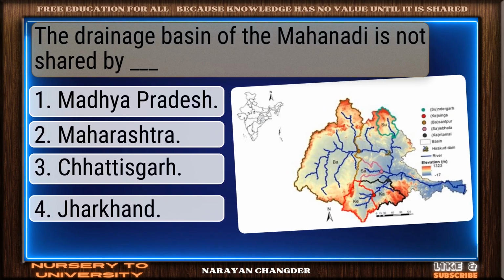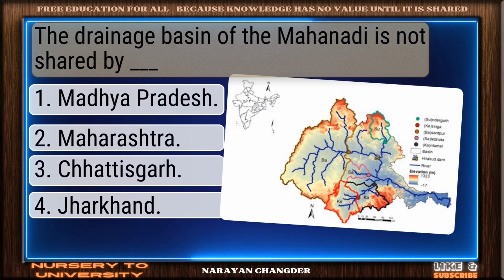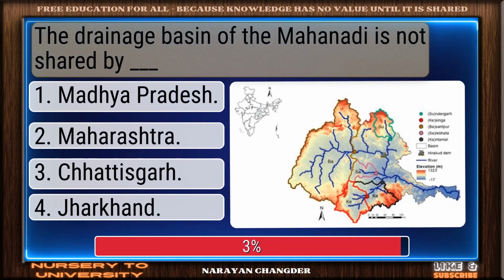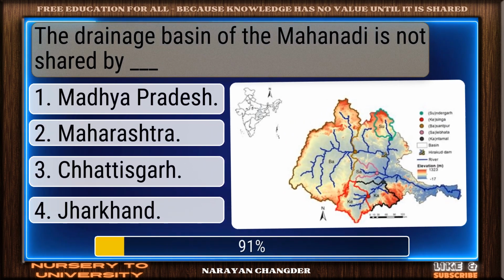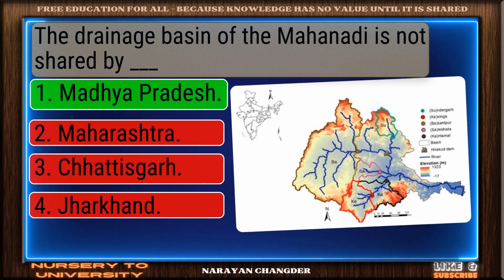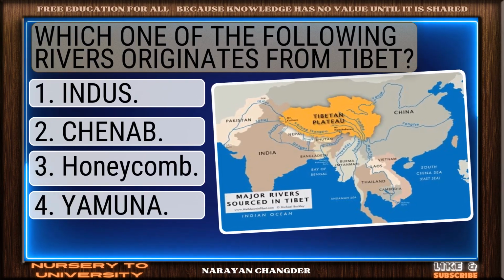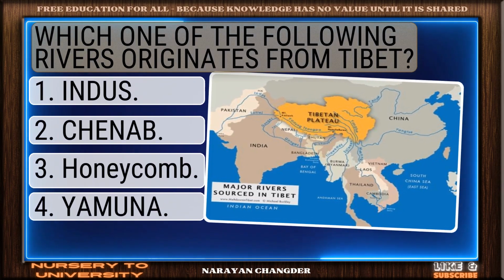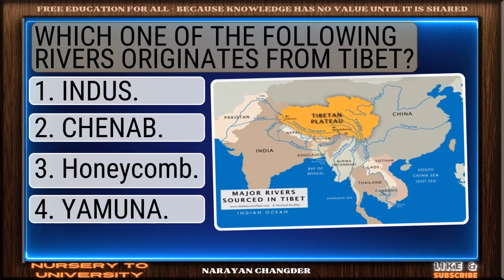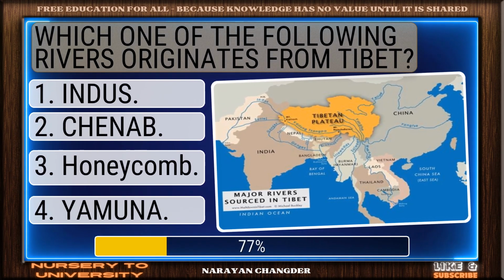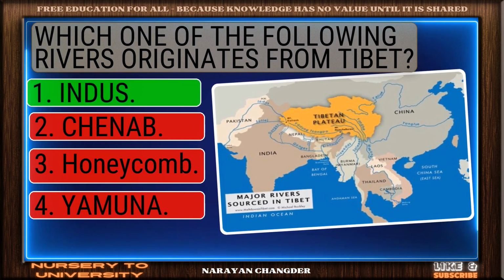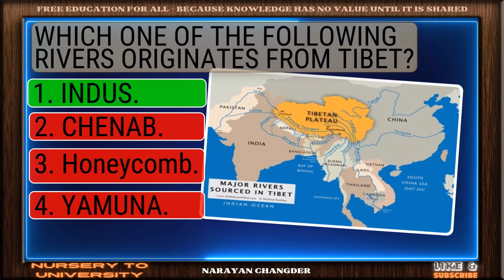Question number 99. The drainage basin of the Mahanadi is not shared by dash. Valid point. Madhya Pradesh is true. Question number 100. Which one of the following rivers originates from Tibet? Smart pick. Indus is the correct choice.